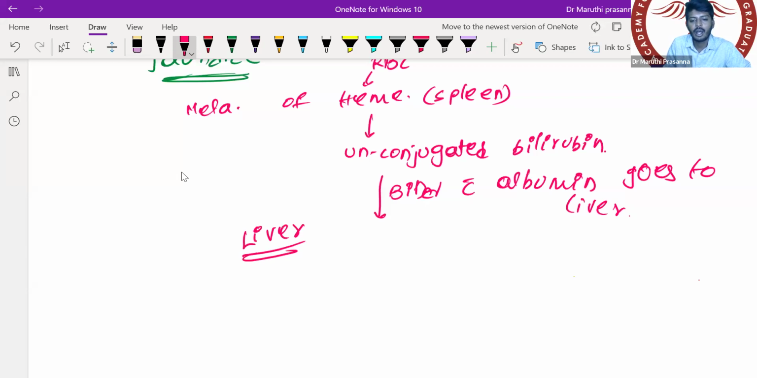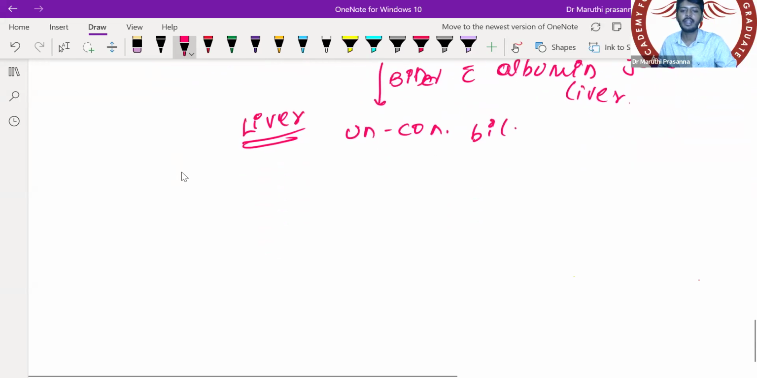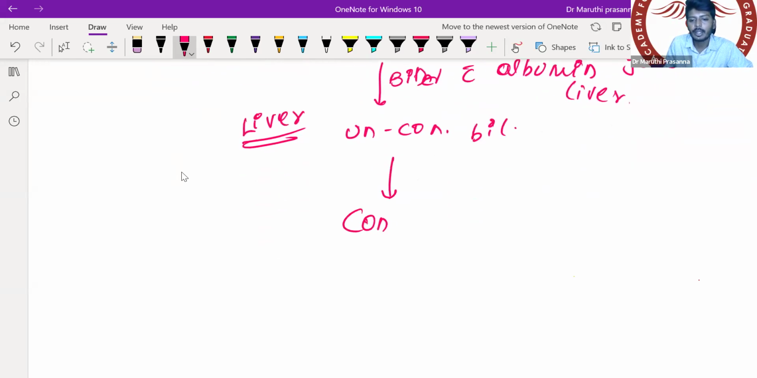In the liver, what do we have? Unconjugated bilirubin. This unconjugated bilirubin is a type of fat soluble substance. So this unconjugated bilirubin will get converted into conjugated bilirubin. This conversion takes place with the help of an enzyme called UDP glucuronyl transferase.